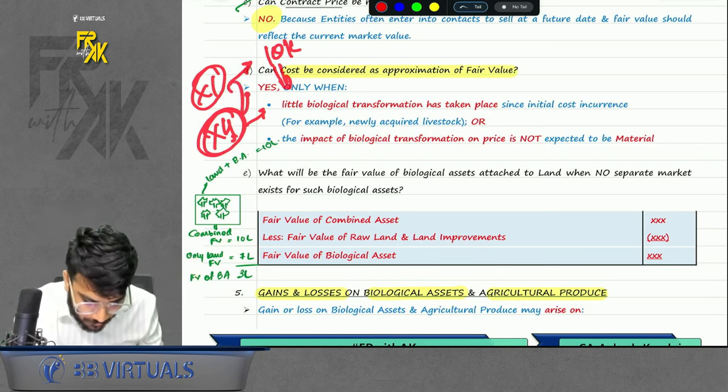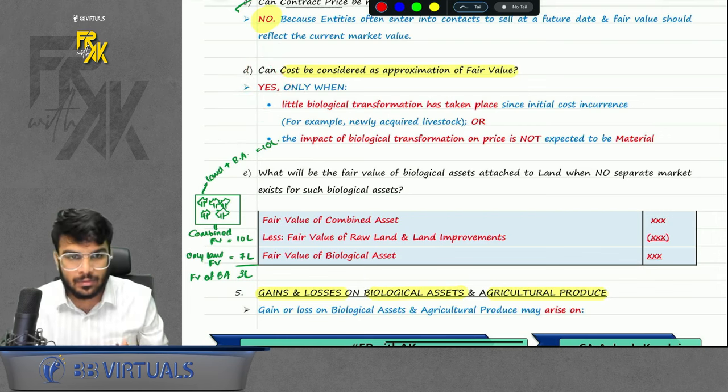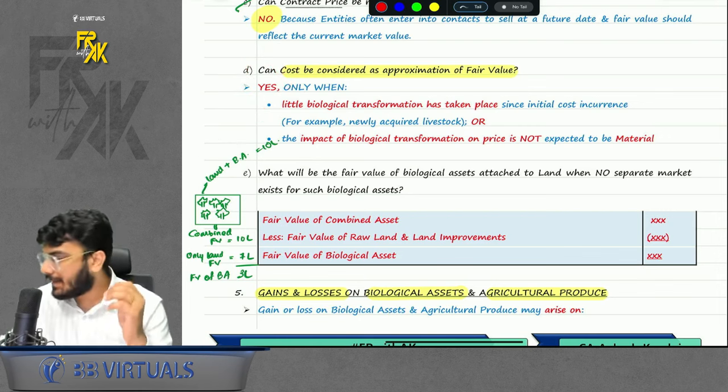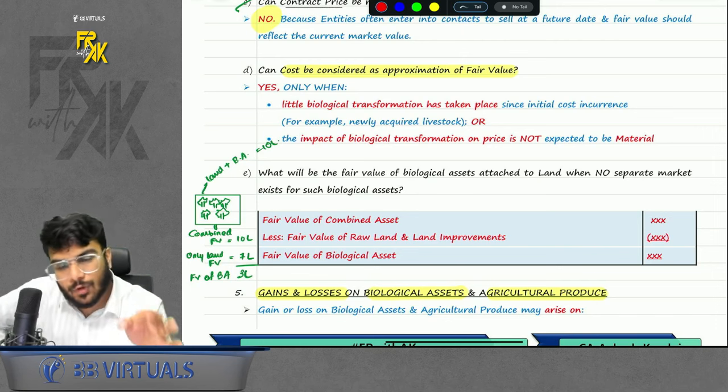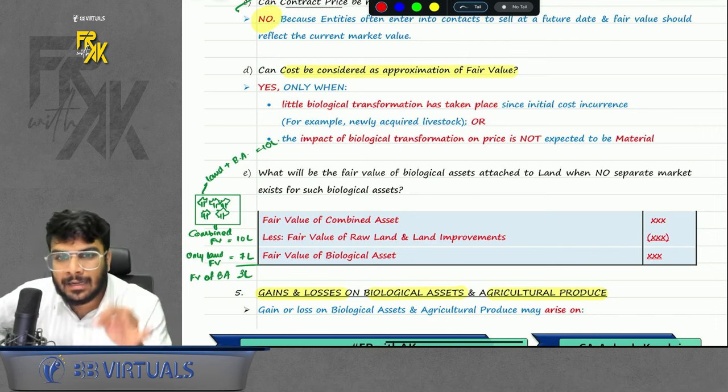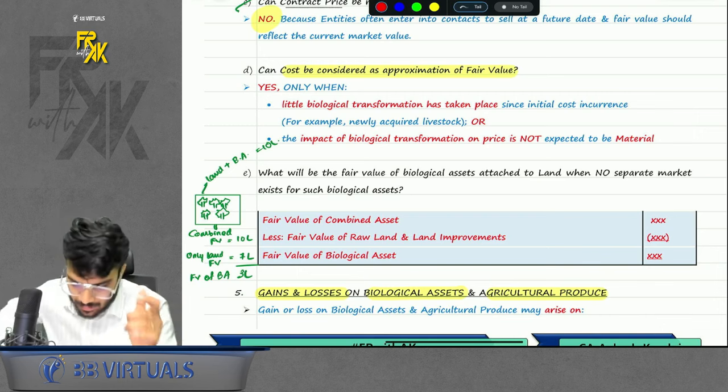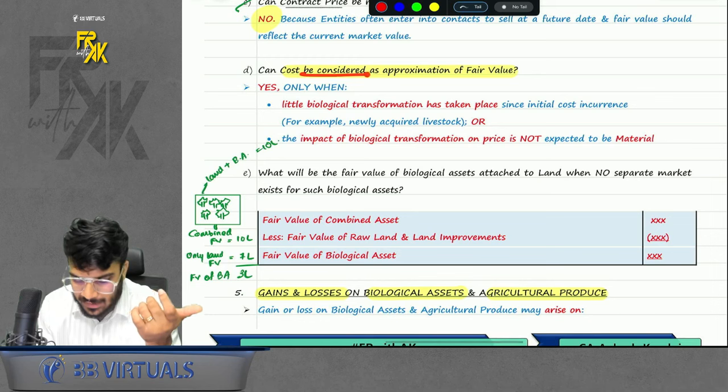Because a lot of transformation must have taken place by now. But if I ask you, I purchased something in 2011, so what is the fair value of that particular item in 2011? It will be the same as cost only, right? So it is asked, can cost be considered an approximation of fair value?